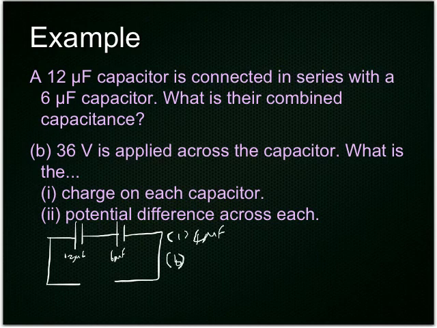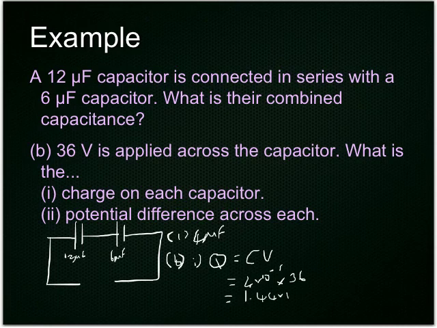So B, what's the charge on each capacitor? Well, the charge is the same for each one, so you just work it out in total. Q equals CV, from C equals Q over V. 4 times 10 to the minus 6 times 36 volts. And that will give you 1.44 times 10 to the minus 4 coulombs.